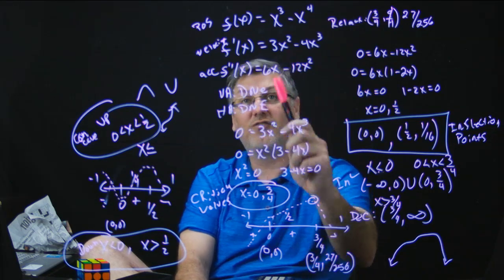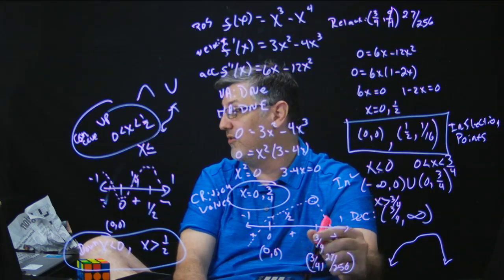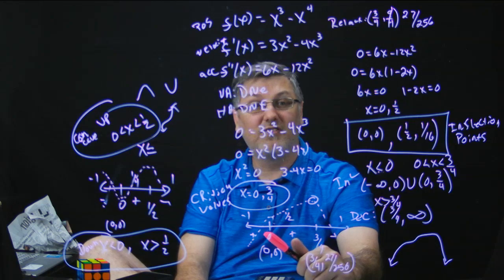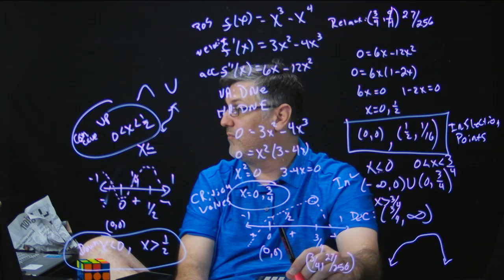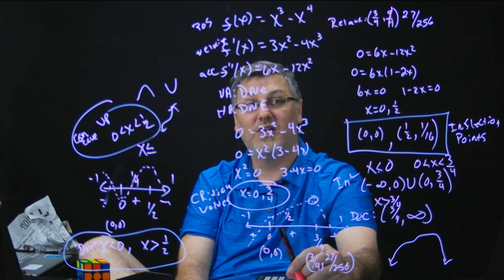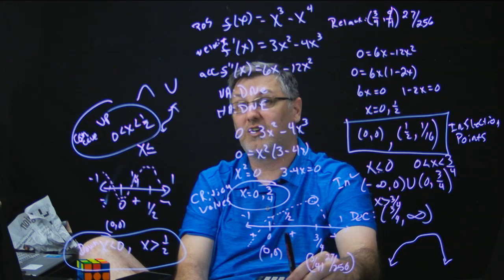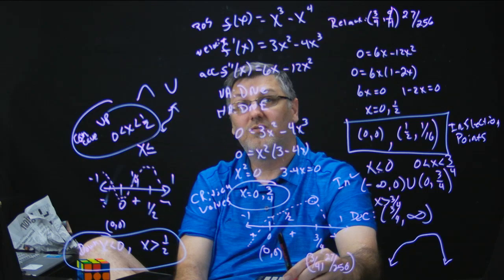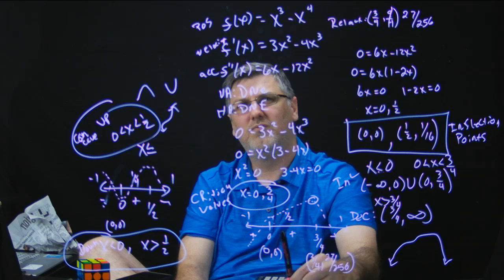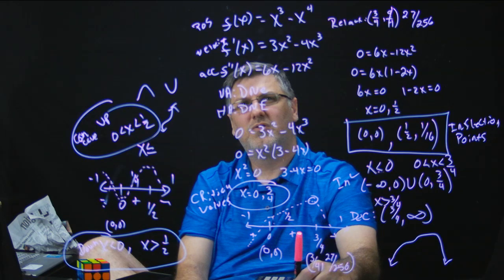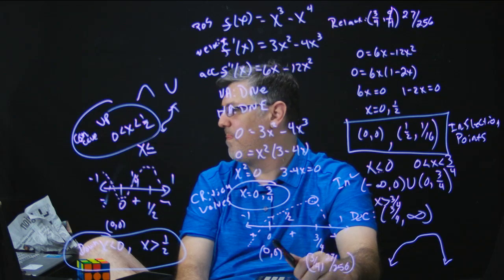I'm surprised it didn't ask for the x and y intercept, to be honest with you. But yeah, that's a summary of this whole problem. The y-intercept's easy, it's 0, 0. X-intercept's a little bit more tricky. Not really. It'd be 0 and 1. Yeah, 0 and 1.